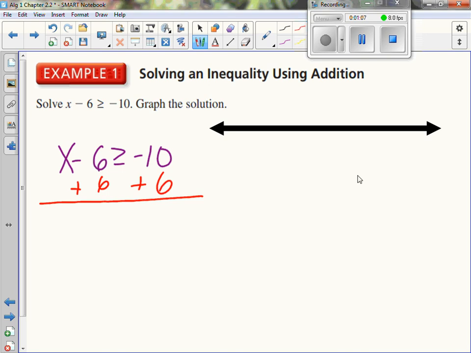Because negative 6 plus 6 is 0. So we get x. What is negative 10 plus 6? Negative 4. And the inequality sign stays the same. Since it's less than or equal to, it will stay less than or equal to.